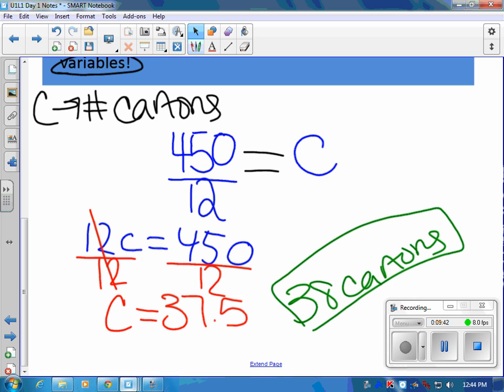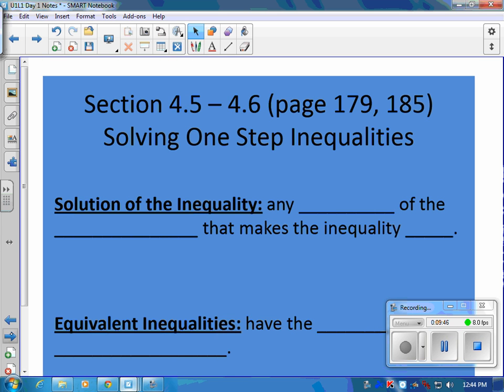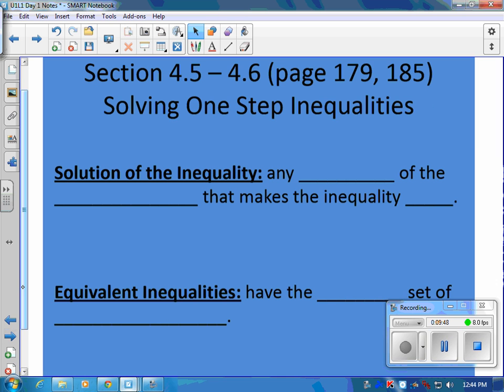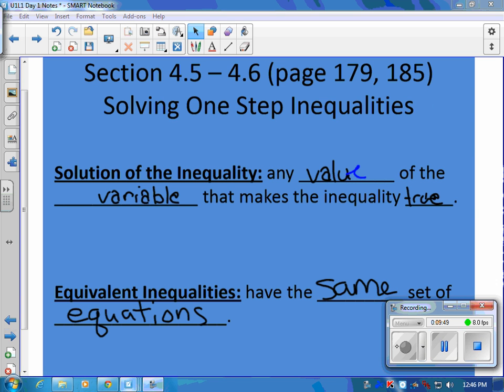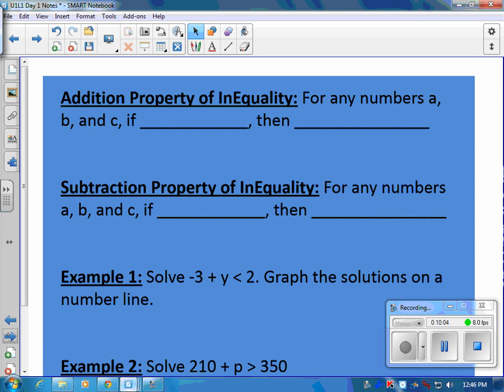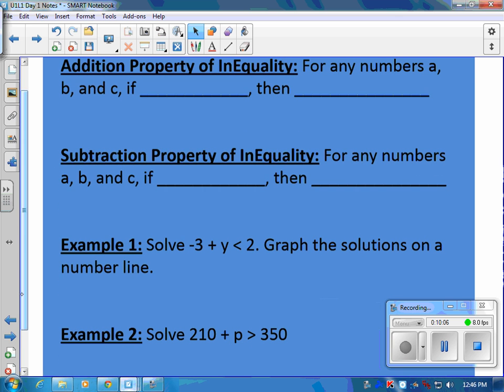Questions about this one? Okay. Let's move on to inequalities. Again, a solution is just something that makes it true. I'm looking for what value or what values make this problem, this equation or inequality true. Equivalent inequalities just have the same set of solutions. So let's look at some inequality properties.